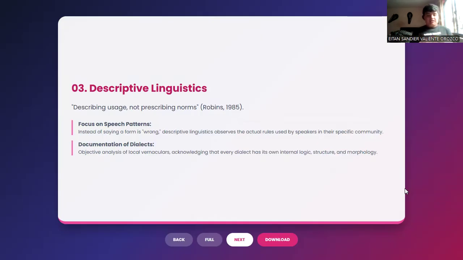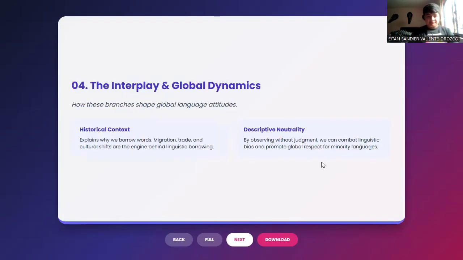And the other one, the documentation of dialects. We are going to analyze the vernaculars and show that every dialect has its own internal logic, structure, and morphology. It's not the same to talk Spanish as English, as French, as sign language. So we are going to see this next.